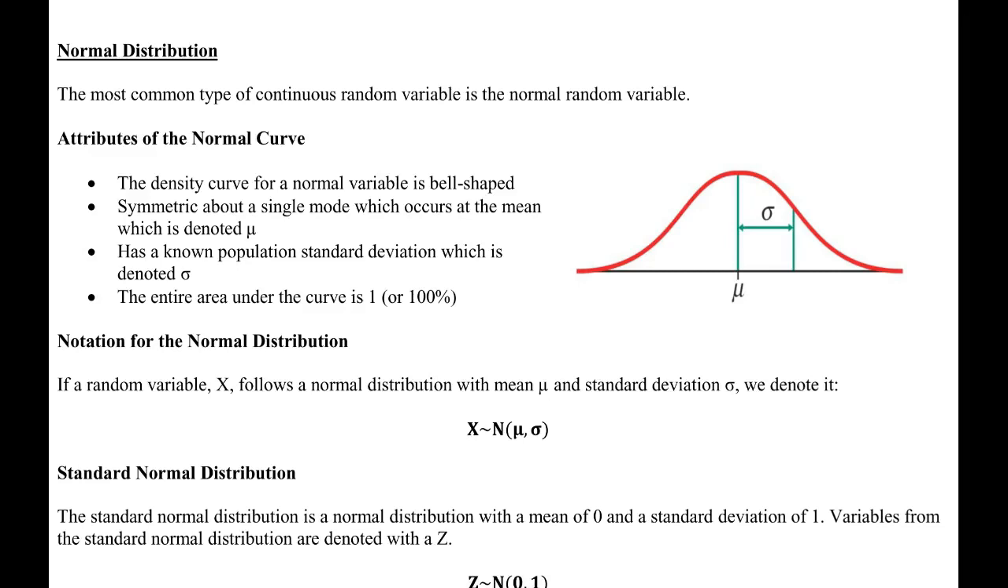The most famous of all the continuous distributions is the normal distribution. The normal distribution has a couple of things that are always true about it. It is this beautiful bell shape. When we talk about a bell curve, we're talking about a normal distribution. Since it has this bell shape, it is unimodal and it is symmetric. And that mode is always at the mean. Since it's symmetric, the mean, the mode, and the median are all the same.